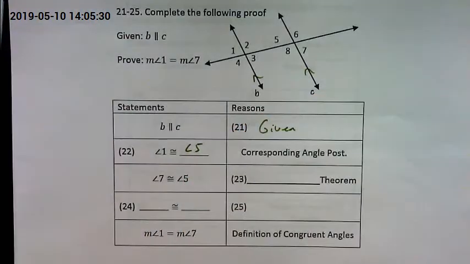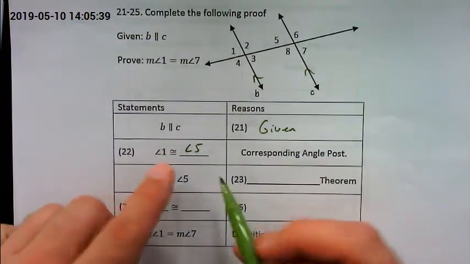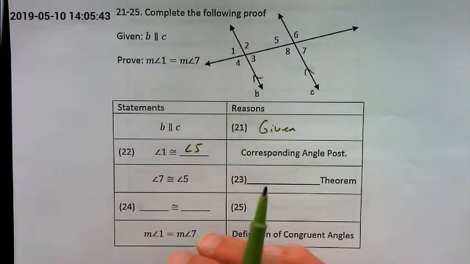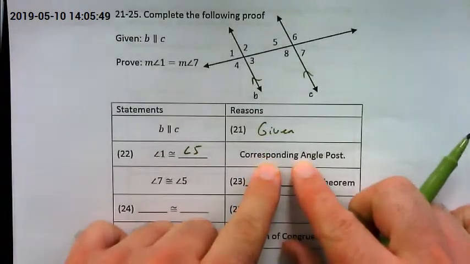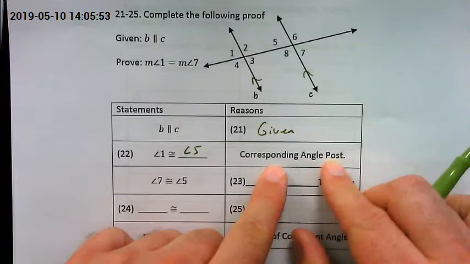Because corresponding angles are angles that are in the same position. So 1 and 5 are in the same position. So those are corresponding angles. Corresponding angles are congruent. Now, out of all the parallel line theorems and postulates that we had, this one is the one that's usually referred to as a postulate. The rest are theorems. So corresponding angles, postulate.